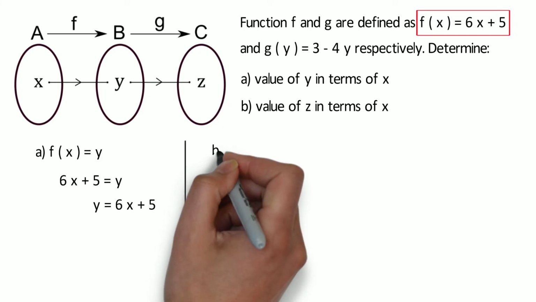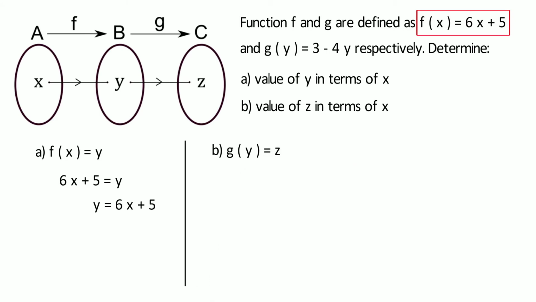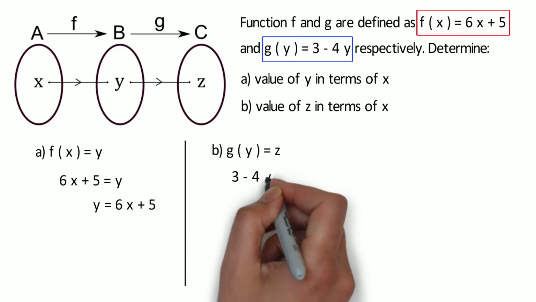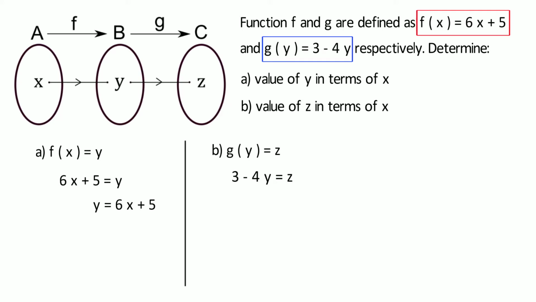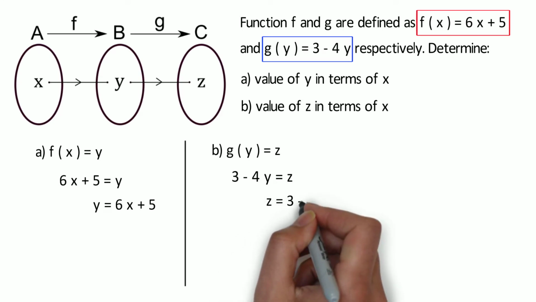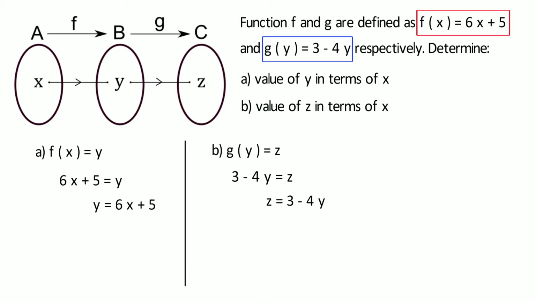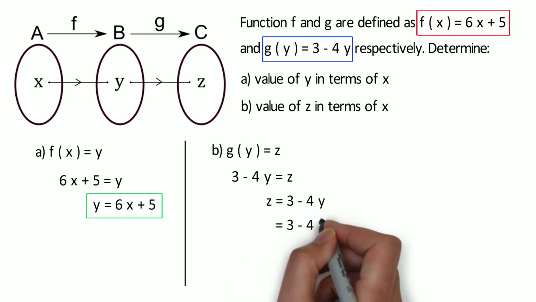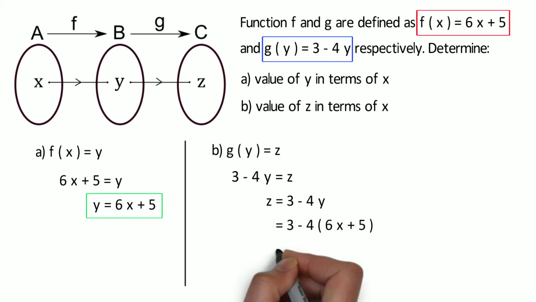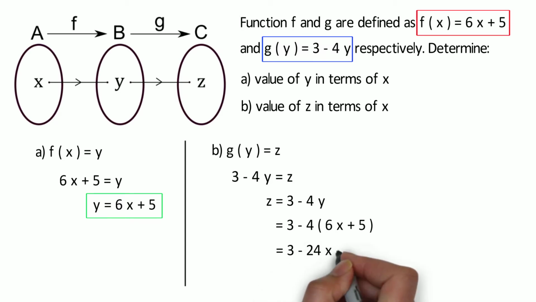Now let's find the value of z in terms of x. So from the diagram, we know that function g(y) is equal to z. We also know that function g(y) is equal to 3 minus 4y. So let's substitute that into the equation, and we get 3 minus 4y is equal to z. Invert the equation and we get z equals 3 minus 4y. And earlier we have found that y is equal to 6x plus 5. So let's plug that into the equation, and after expanding we get 3 minus 24x minus 20, which gives us negative 24x minus 17.